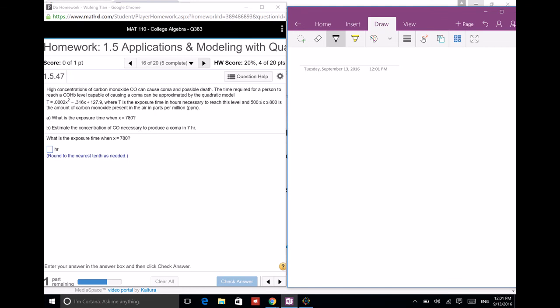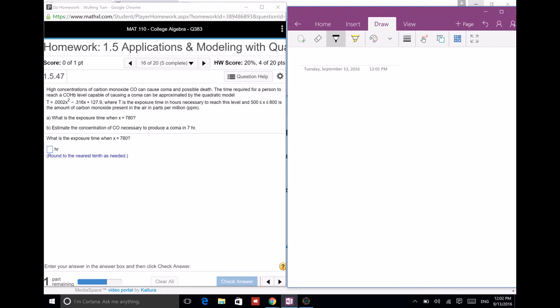The high concentration of carbon monoxide, or CO, can cause the time required for exposure. Let's look at this. The model is t equals 0.002x squared minus 0.316x plus 127.9, where T is the exposure time in hours necessary to reach the level between 500 less than X less than 800. X is the amount of carbon monoxide present in air in parts per million. What is the exposure time when X equals 780?